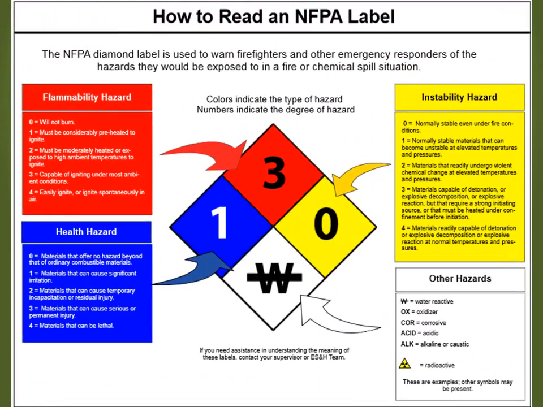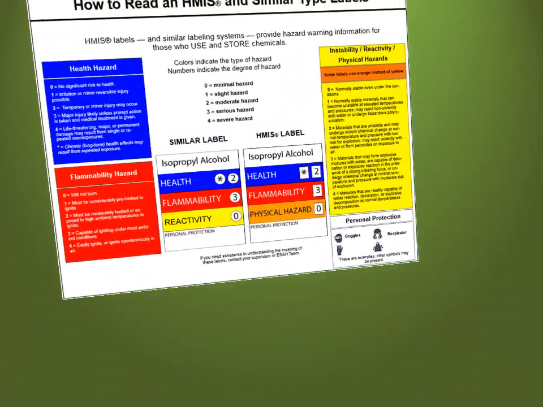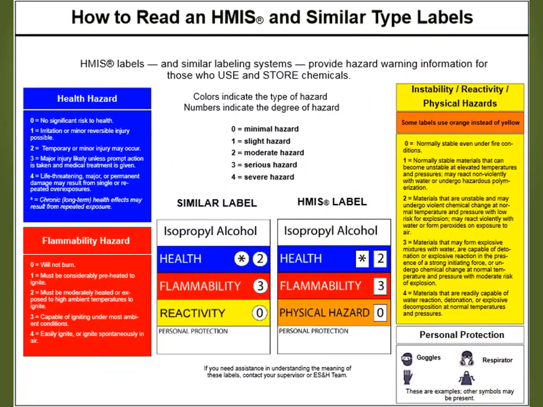Here's the NFPA label. Pause the video at this point to study and learn the NFPA label. Here's the HMIS label. Again, pause the video to study and learn the HMIS label. If you'd like a copy of How to Read NFPA and HMIS Labels, contact the EHS and EM Occupational Safety Manager at 7649.